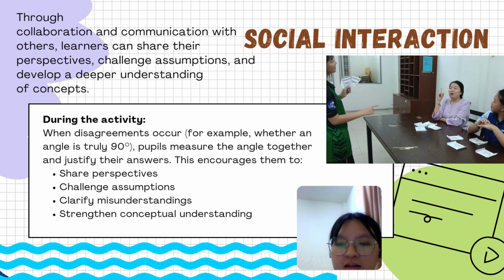By talking and collaborating with their peers, students develop a deeper understanding of triangles and the relationships between sides and angles. This shows how learning is socially constructed. Students learn not just by doing, but also by interacting, explaining, and discussing with others.